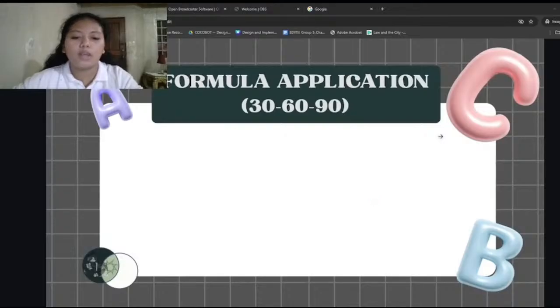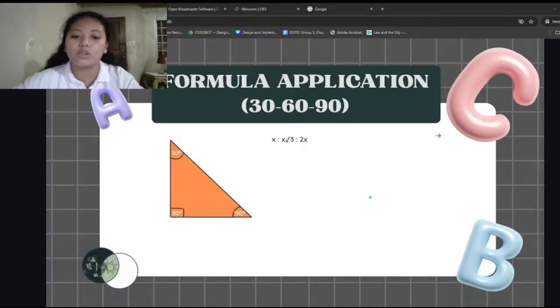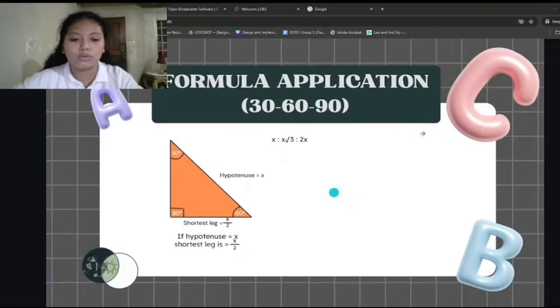Alright, what if we don't know the shortest side, but we do know the longest one, the hypotenuse? Remember, the hypotenuse is double the shortest side. Well, to go backwards, just split the hypotenuse in half to get the shortest side. If the hypotenuse is called x, the shortest side is x divided by 2. Here you go.